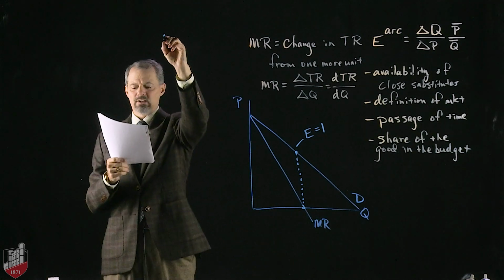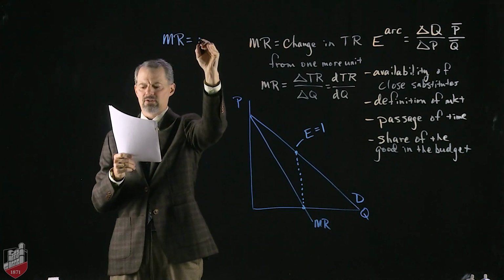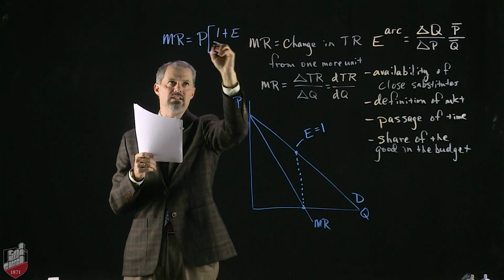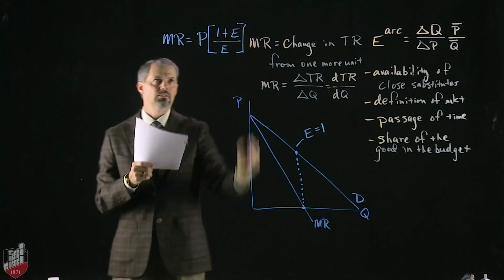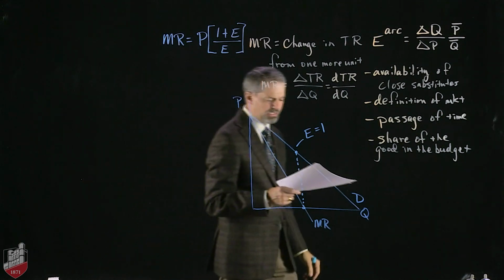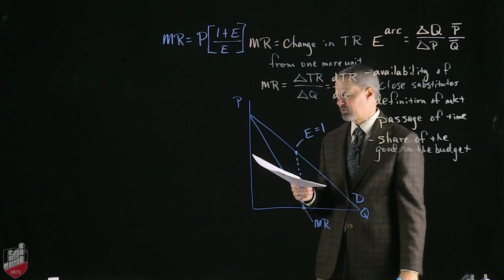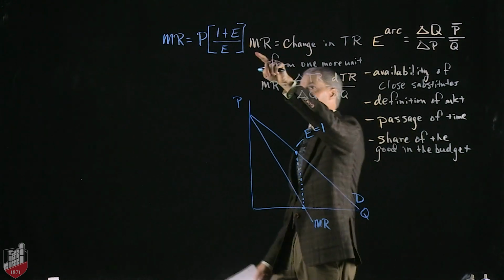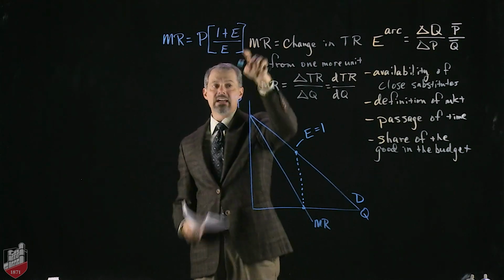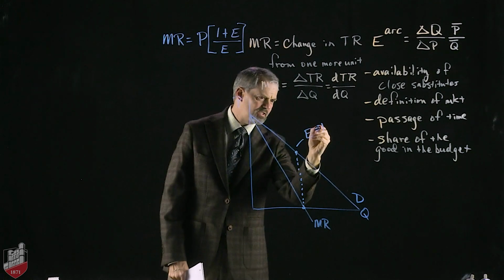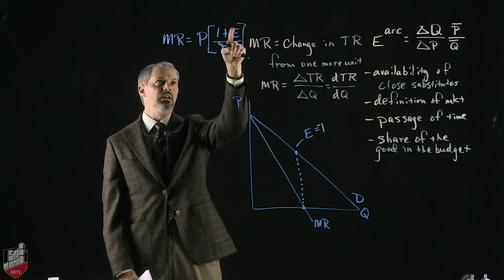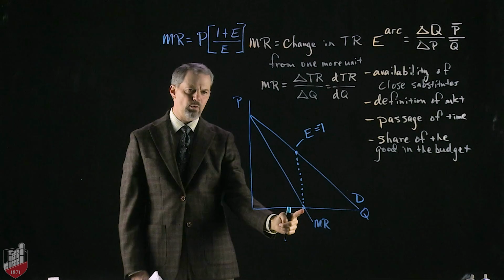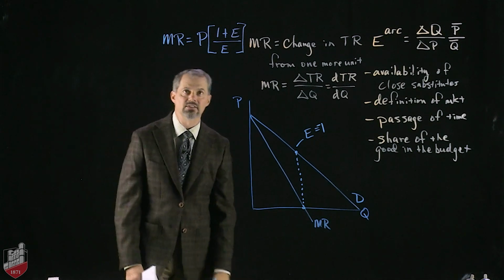Here's how they relate. We don't need to derive this. I'm just going to write it. It looks like this: 1 plus the elasticity, divided by the elasticity. So there's the relationship between the elasticity and marginal revenue. Notice that if the elasticity is equal to -1, which it would be right here, and we plug in a -1, this would go to 0, and that would confirm what we're seeing right here. Marginal revenue definitely is 0.